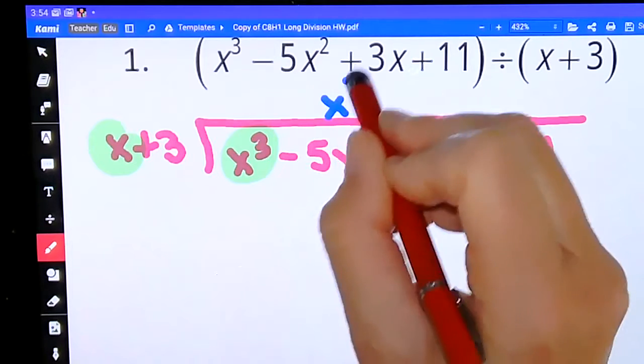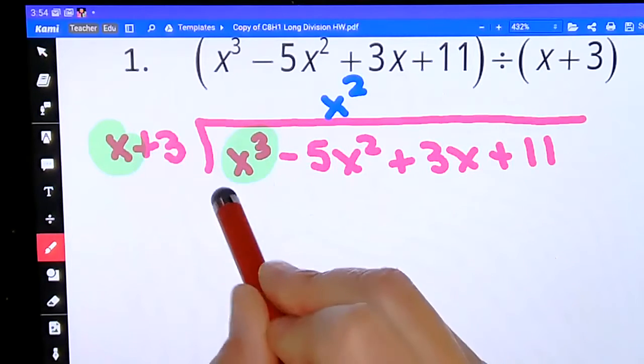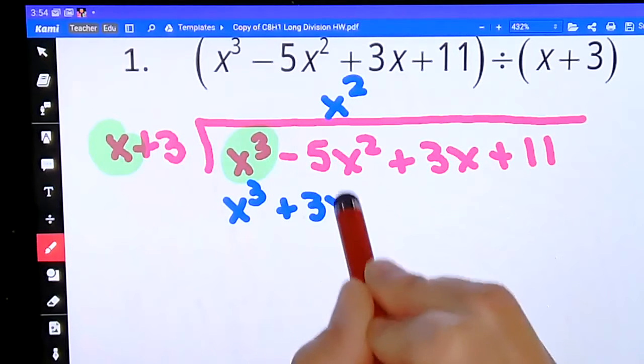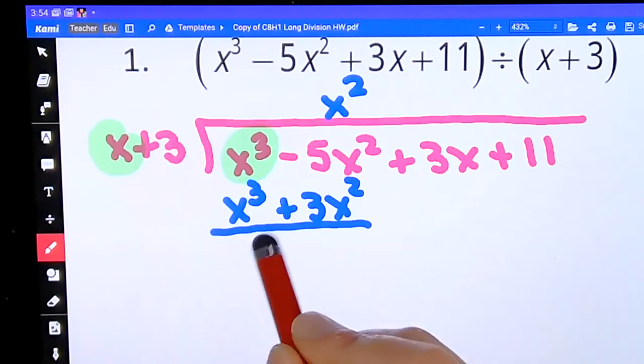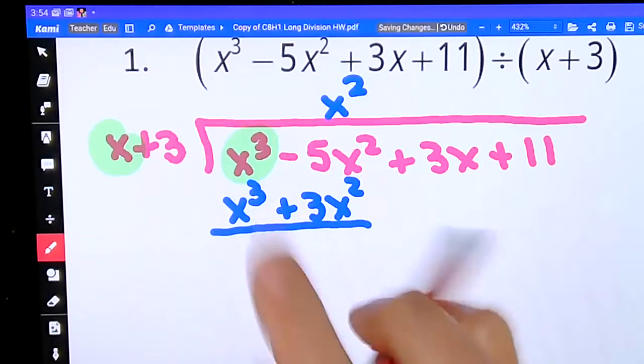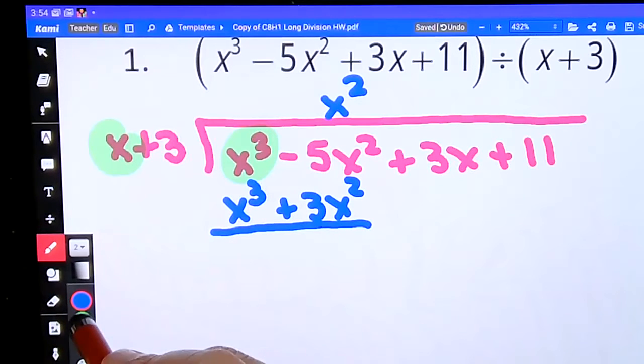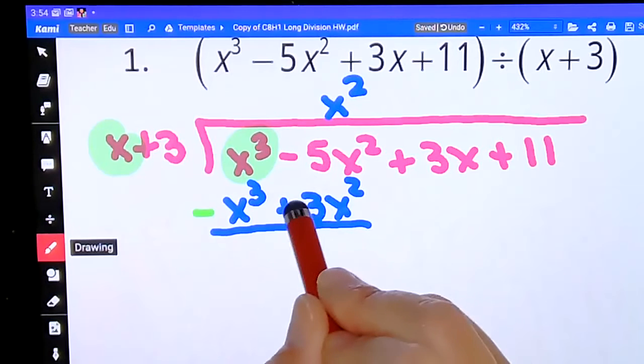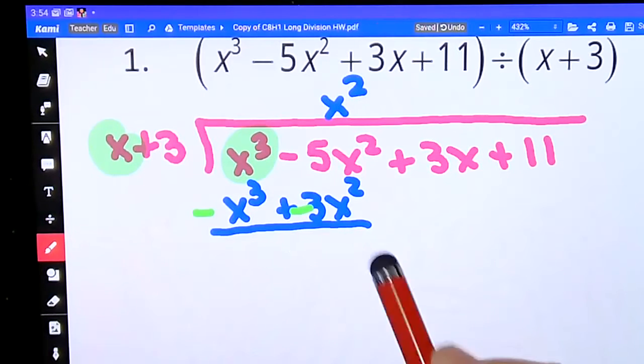So x squared, and then x squared times x is x to the third. X squared times 3 is 3x squared. And then I'm going to subtract. Now, when I'm subtracting this whole quantity, I'm really going to be distributing a negative to everything. So I'm going to make everything opposite. So this is going to become a negative, and this is going to become a negative.